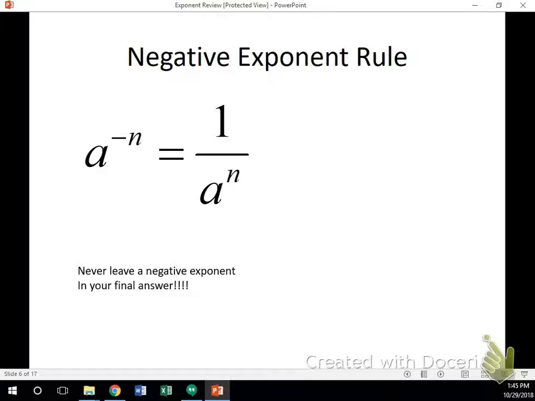Never leave a negative exponent in your final answer. So anytime we're doing these problems, your answer should only have positive exponents. Never leave a negative exponent in a final answer.